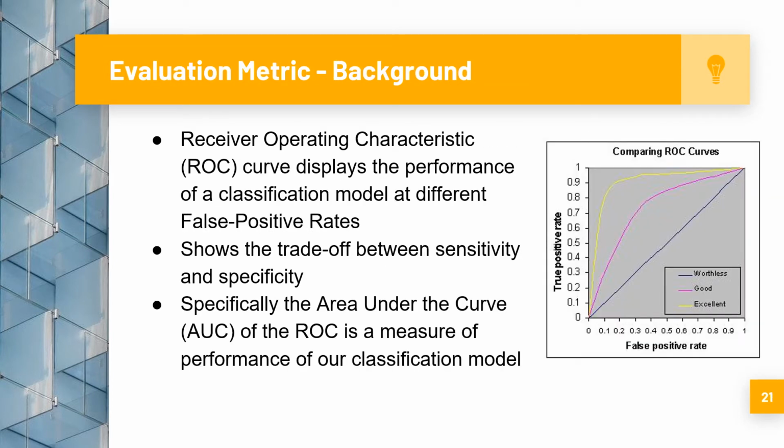The ROC curve is what we have decided to use as our evaluation methodology. The ROC shows the performance of a classification model at different false positive rates. In other words, the ROC shows the trade-off between sensitivity and specificity. We will use the area under the curve of the ROC curve as a measure of accuracy of our classification model. Visually, a random classifier has an area under the curve of 0.5, whereas a perfect classifier has an area under the curve of 1.